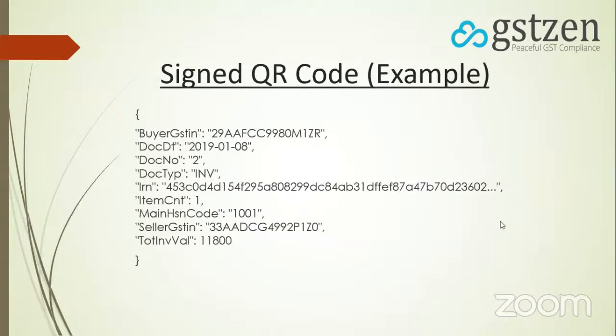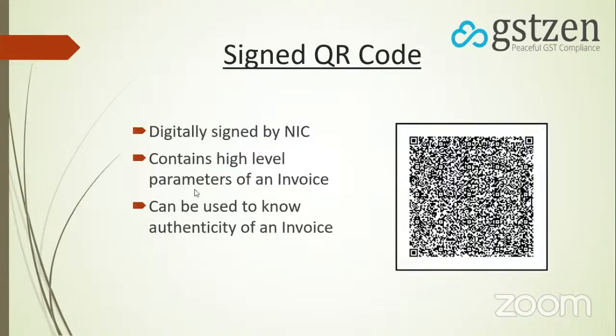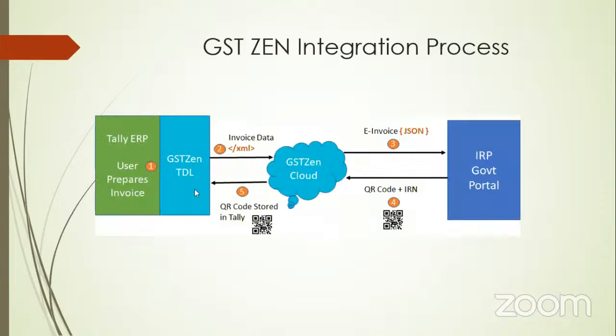Once you scan this QR code, you will get the buyer GST number, document date, document number, document type, whether it's an invoice, credit note, or debit note, IRN number, item list, how many items, what is the quantity that it contains, the main HSN code, seller GST number, and total invoice value. So you can see it will not give you all the information, but it will give you the high-level information to verify the invoice.